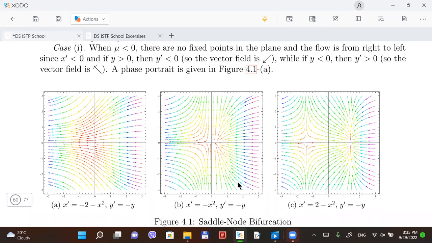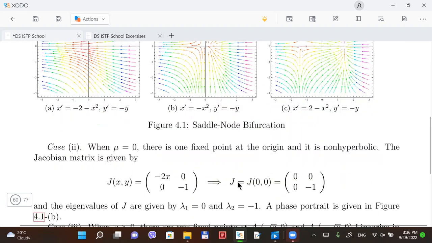in all three cases. On the left, mu is minus two, so negative. In the middle, mu is zero. And on the right, mu is greater than zero. So we have, it is not seen very well because of this color, but there is one fixed point. It's a saddle, obviously. And there is another fixed point, always symmetric according to the x axis. This is obviously the node. Now we have two fixed points.